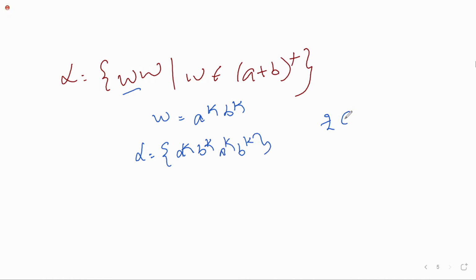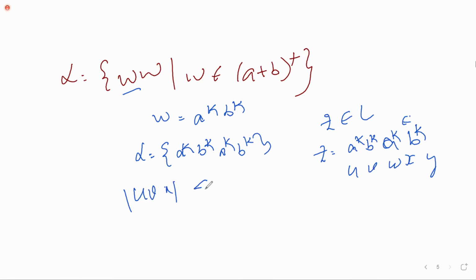Z belongs to L. So what is your Z now? Z equals A power K, B power K, and again A power K, B power K. How can you write this? Z equals UVWXY. First, what is the initial condition? |UVX| is less than or equal to |Z|. What is UV? UV is A power K, B power K. What is your X? Simply it is epsilon, which is less than or equal to A power K, B power K, A power K, B power K.